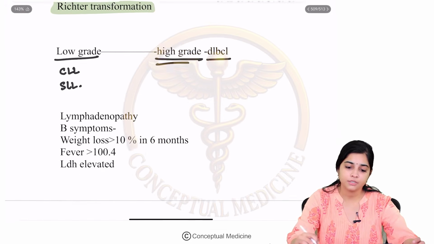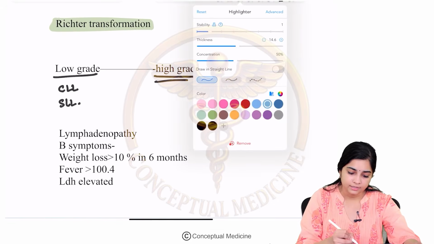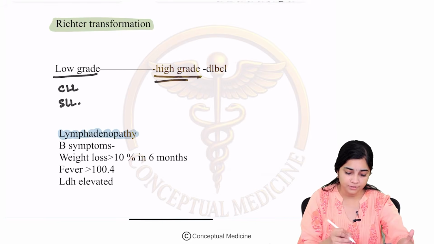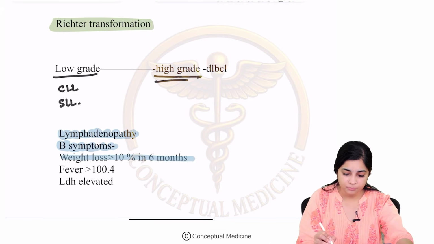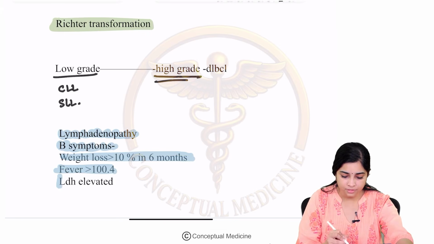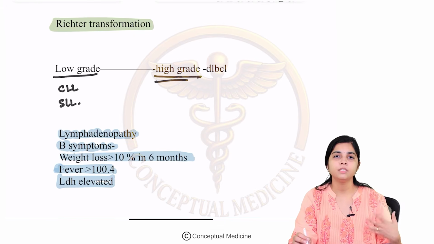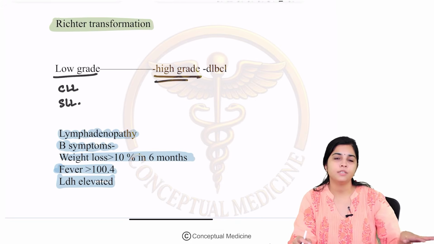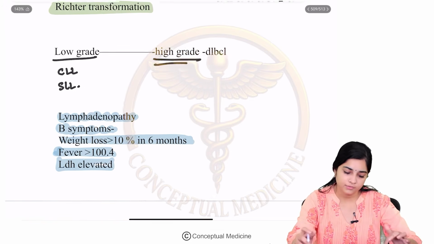And once a patient undergoes Richter transformation, what are the symptoms with which they are going to present? They are going to present with a sudden worsening of the lymph nodes. There is going to be lymphadenopathy. There are going to be B symptoms. What are B symptoms? Weight loss of more than 10% in 6 months, fever more than 100.4, elevated LDH. So all of these are going to be found when the patient is undergoing Richter transformation. So every time that you see a patient of CLL, remember that there is a chance of this Richter transformation.